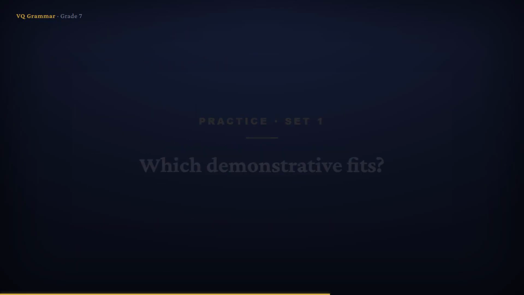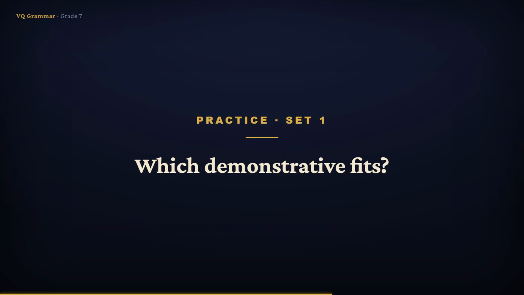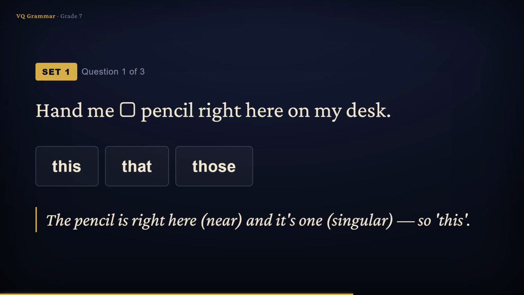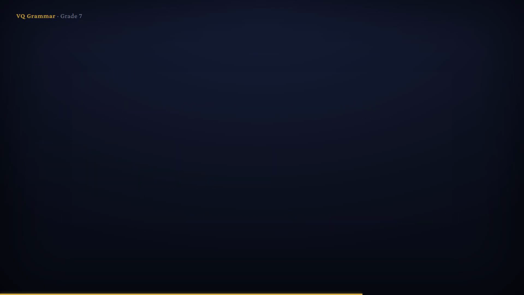Let's practice. In this first set, I'll describe a little situation, and you choose the demonstrative that fits, matching it for distance, near or far, and for number, one or many. Pause the video and pick before I reveal the answer. Hand me blank pencil right here on my desk. The pencil is right here, so it's near, and it's just one pencil, so it's singular. Near and singular gives us this, so the answer is this.